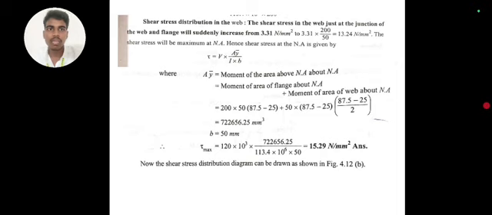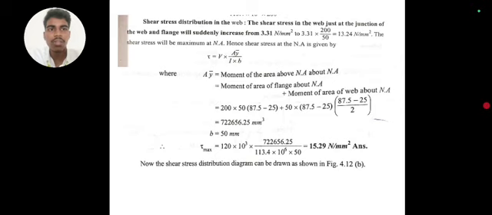Hence, the shear stress at the neutral axis is given by the same formula: tau is equal to V into A y bar divided by I into B. A means area, I is the moment of inertia, B means breadth. Where A y bar is the moment of the area above the neutral axis about the neutral axis, equal to the moment of area of the flange about the neutral axis plus the moment of area of the web about the neutral axis.